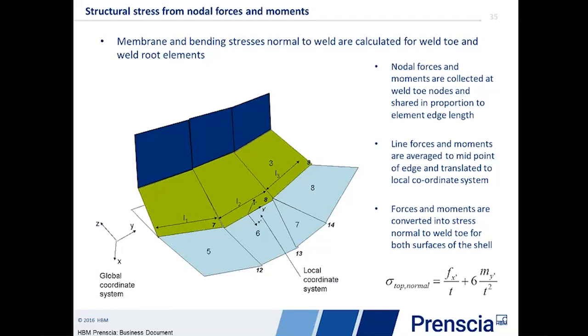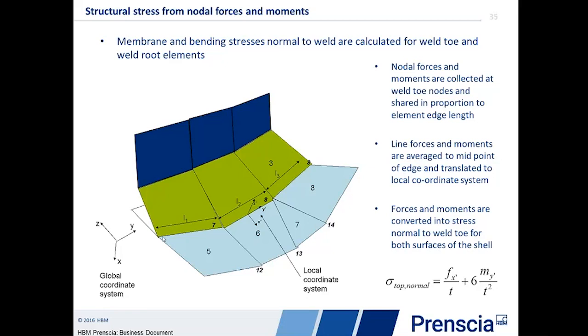So again, what would be a model is a shell mesh. The green elements represent the welds that would be identified to DesignLife, and DesignLife would go off and find the attached elements. In this case, look at the lower toe where we have elements 5 through 8. It not only finds those elements, it also identifies the edges along the weld toe from those elements, collects the forces and moments from those elements at those edges, and then basically averages them and resolves them to coordinate systems that represent the weld toe.